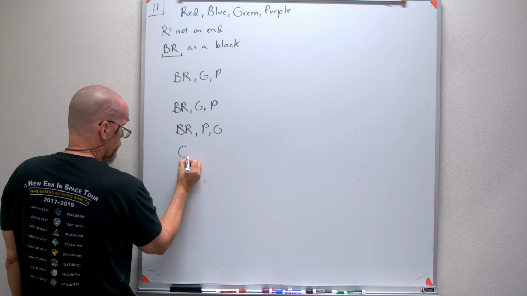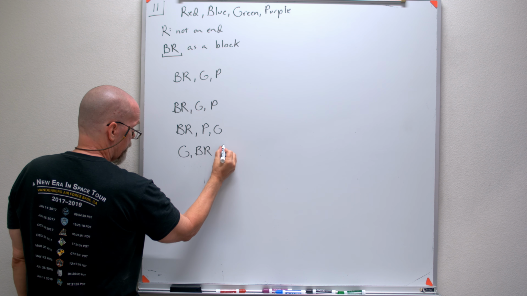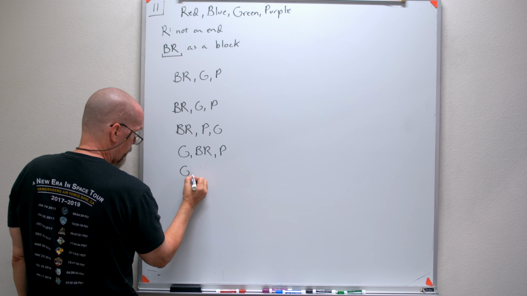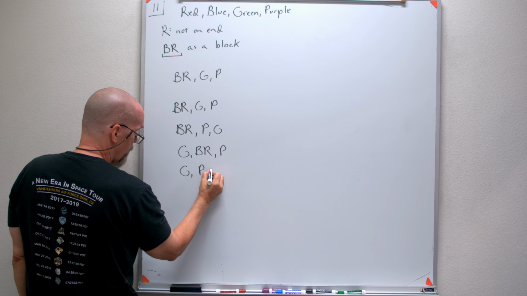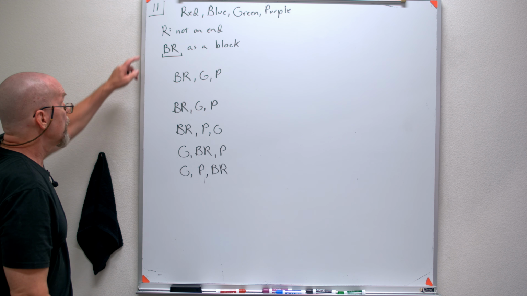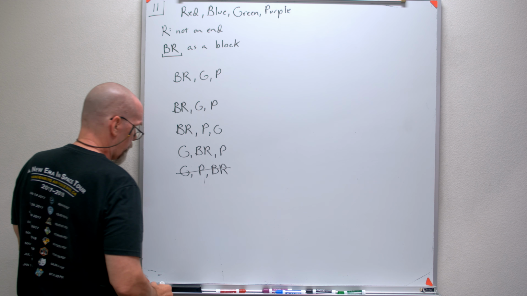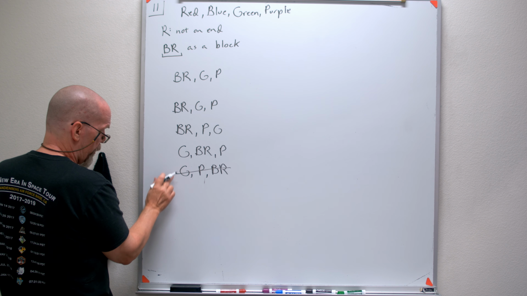Blue-red, Velcroed, purple, green, second arrangement. Maybe I start with the green one, and then the blue-red, and then the purple. Maybe I start with the green one, and the next one was the purple, and then the blue-red. This one won't work for us because it puts the red one on the end. Red one won't go on an end, so we're going to have to cross this one off. Doesn't work, right? Well, that's the only ways to start with the green.